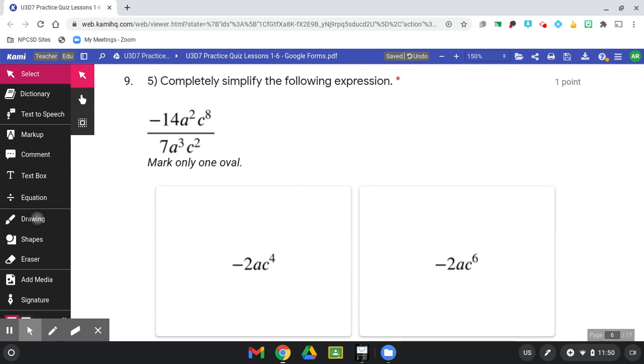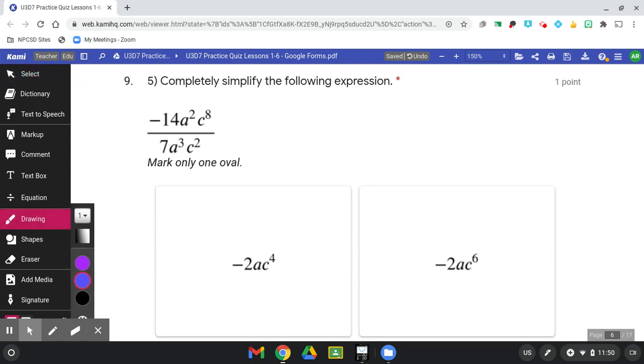Okay, completely simplify. So I'm going to do this in pieces. First, I'm going to simplify -14 over 7, and I get a -2. And then when I simplify the a's, I have a to the -1. And then simplifying the c's, I have 6. When I subtract, I get 6.